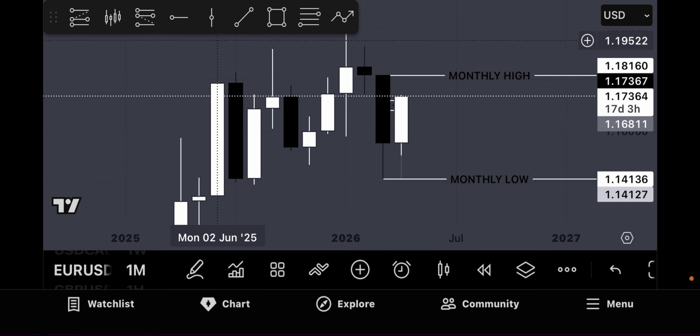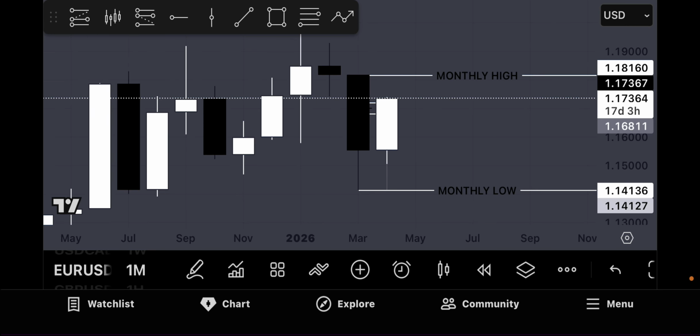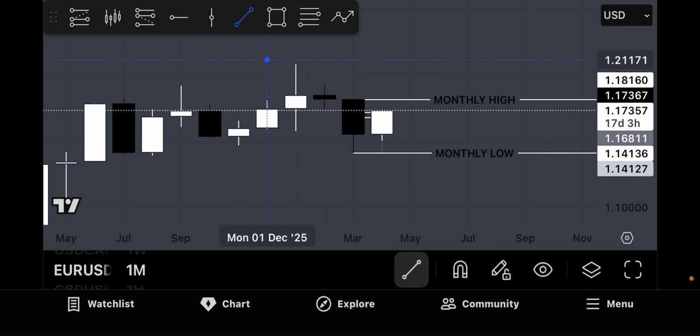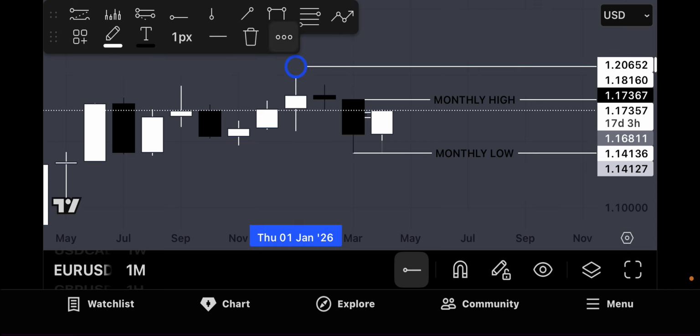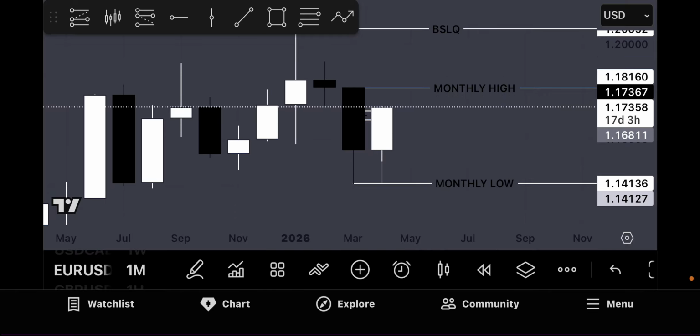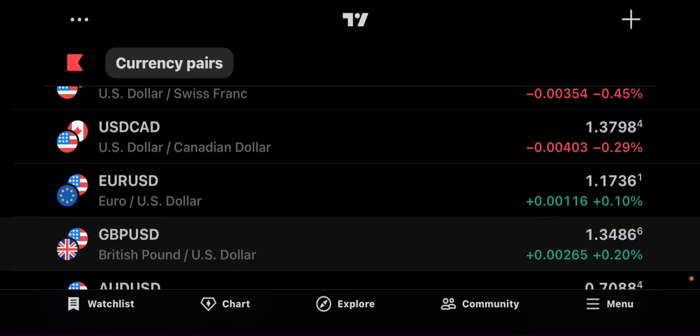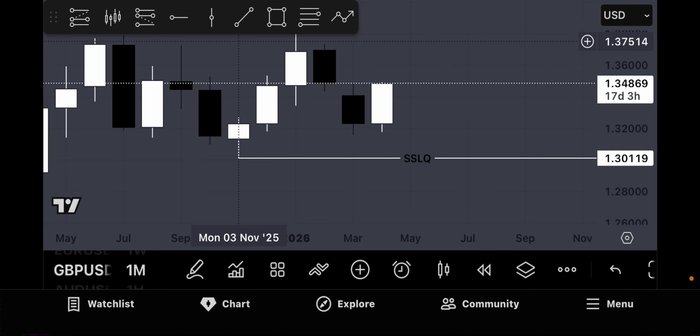I'm going to the monthly. So on the monthly, it's the same thing. If it pushes above this monthly high, we know that we're targeting buy side liquidity up here. Buy side liquidity up there. So we just have to wait for it to actually move past the monthly high, the previous month's high, for it to be a market structure shift.